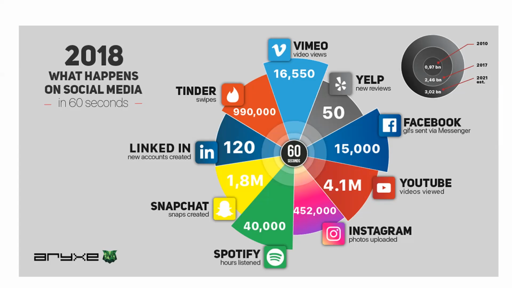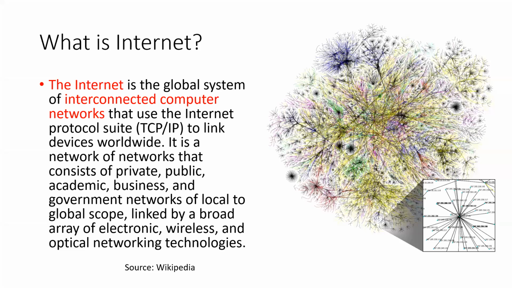Okay, sorry. So let's continue. Okay, so this is again some social media statistics, what might happen within 60 seconds. Right. Now, when you look at the internet, we used to say the internet is an interconnected computer network which uses the TCP/IP protocol to link all the devices together.